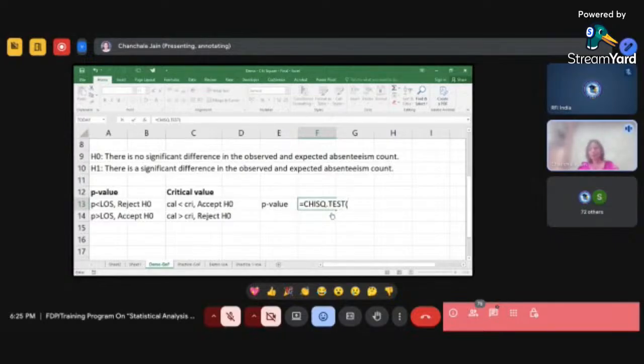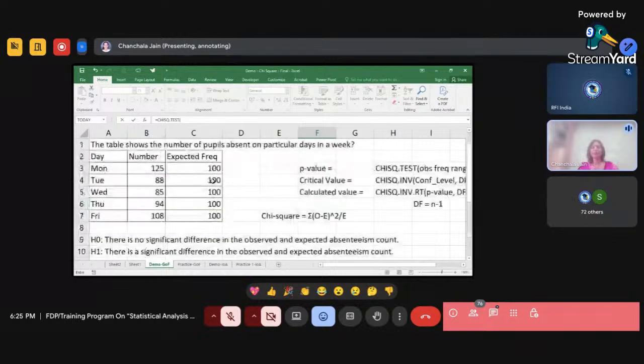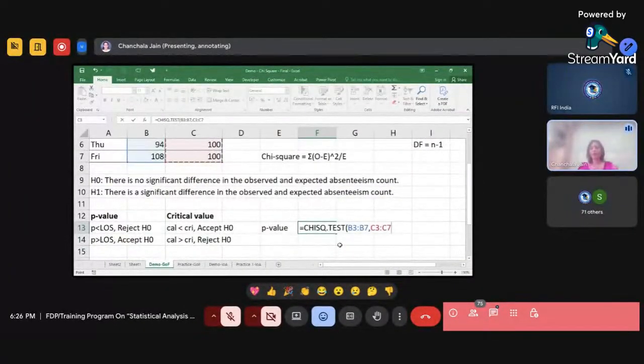Then you can see it is asking you for the actual range and expected range. Actual range means the range of the data which is the observed frequency. So I have selected the first range which is under the number heading. Putting a comma, I selected the second range which is what we have counted. These two ranges I have provided. I have closed the bracket and then I'll press enter. I hope you have also got the same, B3 colon B7 comma C3 colon C7. Is it okay?